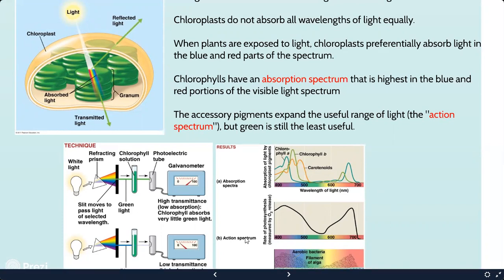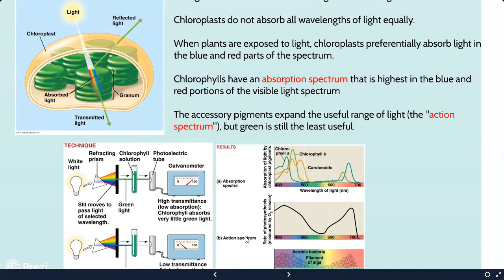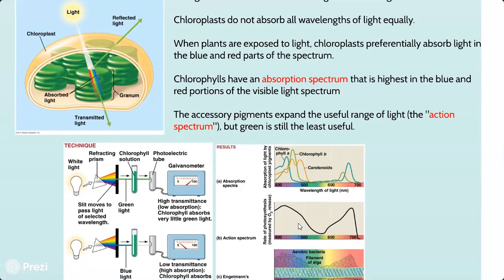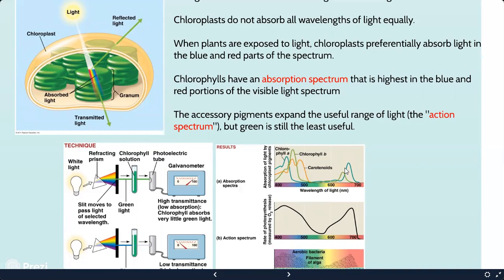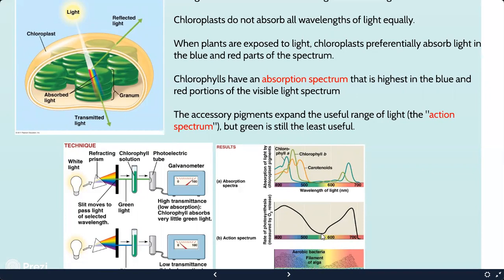The action spectrum is which of these wavelengths are used to do photosynthesis. So these are all the possibilities of wavelengths that a pigment can absorb, and these are all the possibilities that they can use. It doesn't matter if you absorb it if you can't use it. There's very little going on here in this 570 range, so none of these pigments really absorb it. They've evolved not to because it wastes energy.